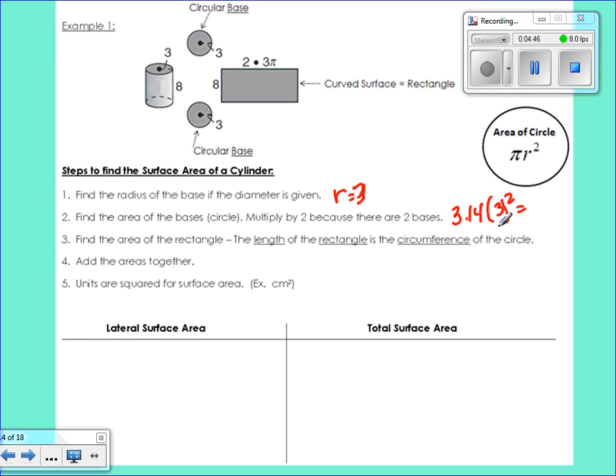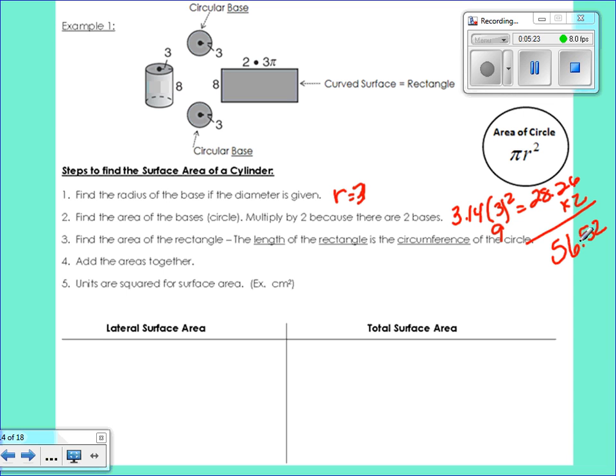What is 3 squared? 9. 3.14 times 9. 28.26. What's that? 28.26. Sorry. 28.26, and then we have two bases, so times 2 will make what? 56.52. Okay. So now we have the area of both bases, 56.52 units squared.